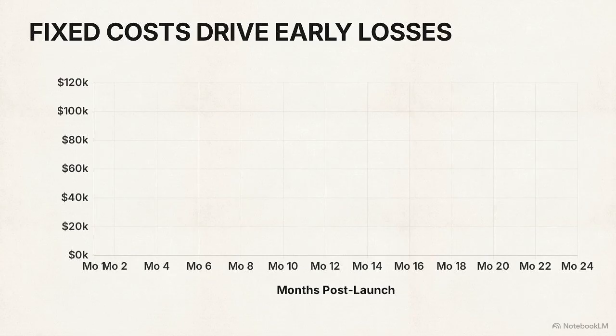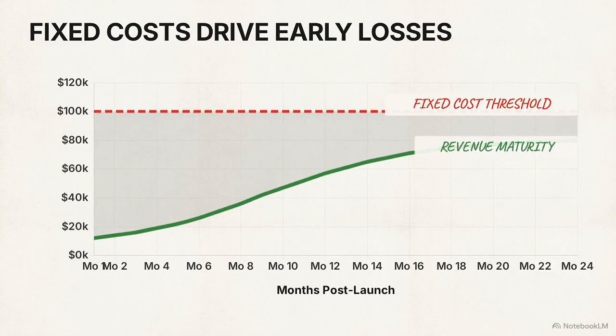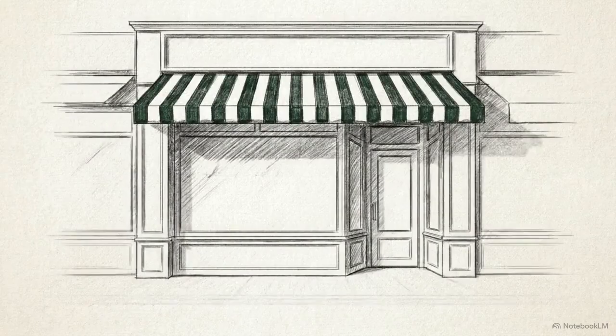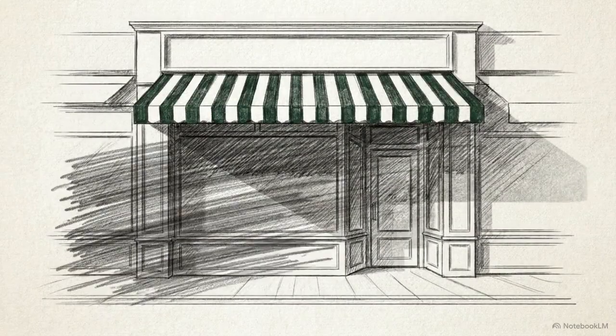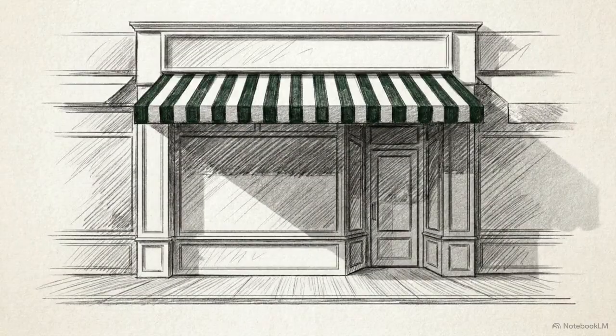This chart visualizes the maturity curve. The flat high line represents the fixed cost threshold of a new store, while the rising line tracks its revenue over a 24-month period. In a Tier 2 market, a new store often requires 18 to 24 months to generate enough regular footfall to break even on its fixed costs.